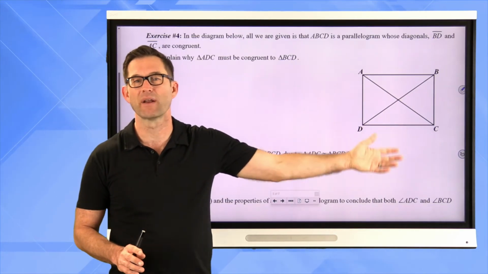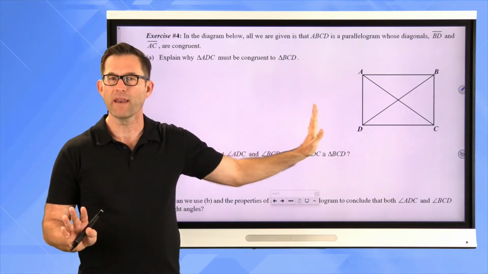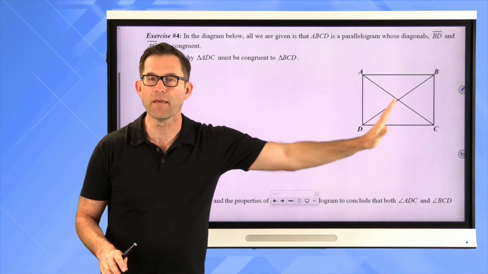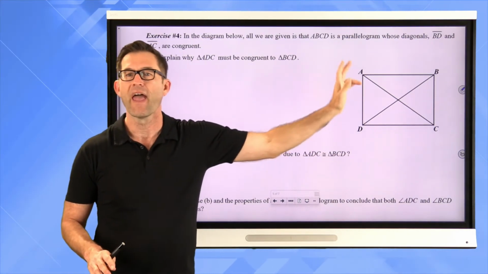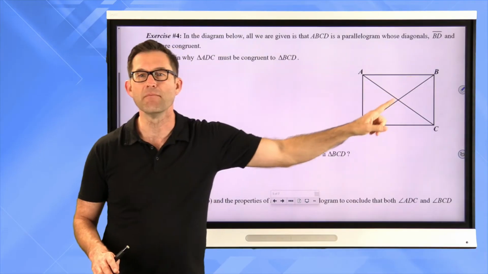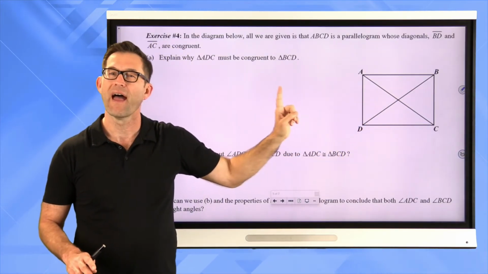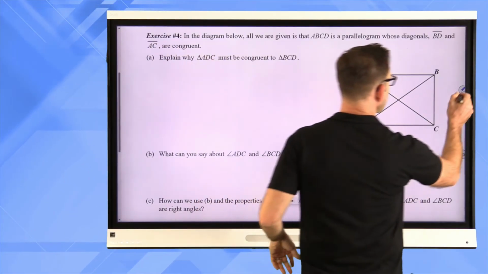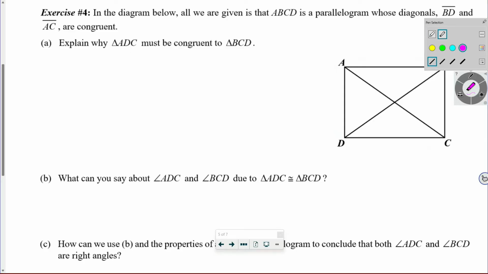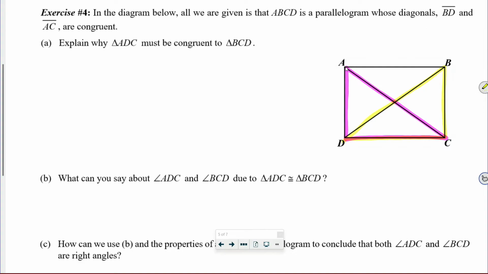That's because I'm trying to prove it's a rectangle. But right now, let's say all you know is that ABCD is a parallelogram and that AC and BD are congruent. How can I justify, and let's highlight these things again, I think it's really helpful to have them highlighted. How can I justify that ADC is congruent to that. Oh, I did get it.